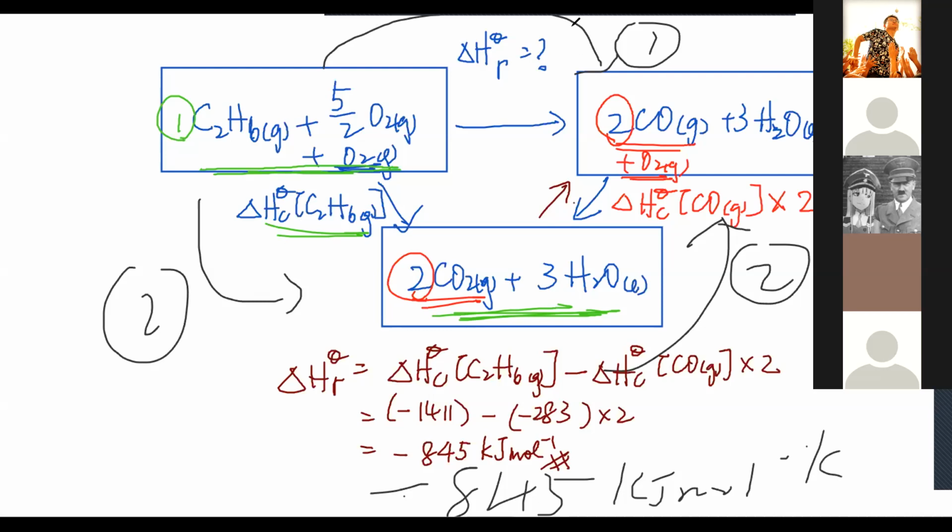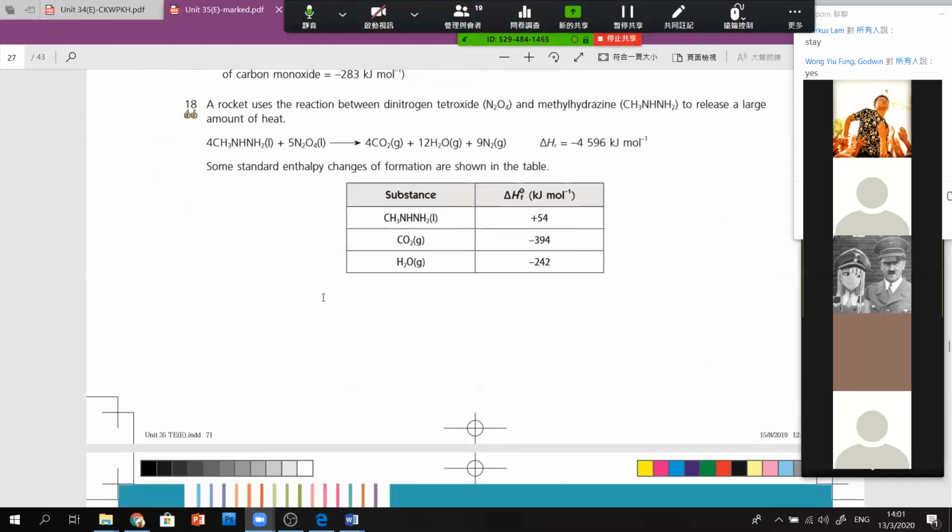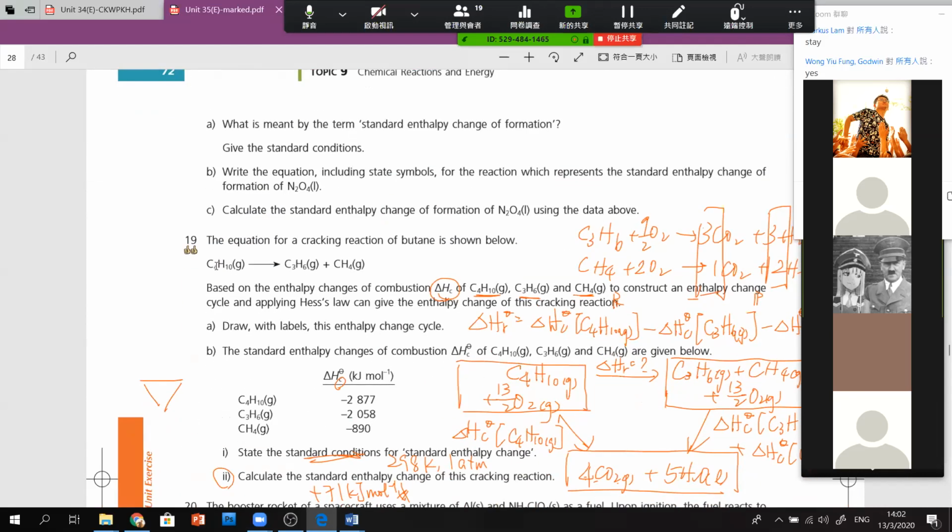So for the last question, 18, do you think you can manage? Now, don't get too afraid of those data. It seems it's quite a large amount, right? You may see this one is 5, this is 4, 12, 9. Even though those numbers are quite big, as long as you can get the correct ratio, you can get the answer. So the question is, you are going to find out the delta H of formation of N2O4.